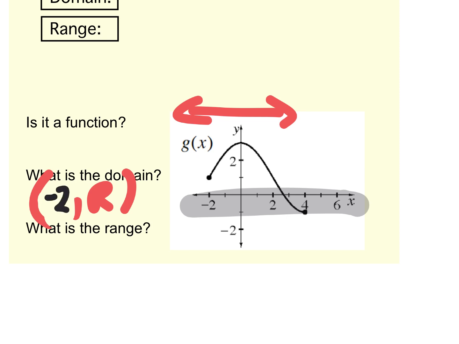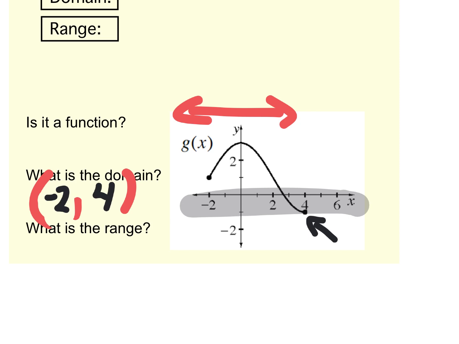-2. And then to the right, how far to the right does this thing go? Forever? No. It goes to there, but that's got two things. It's got an x and it's got a y. The domain is about the x's. So it's 4. How many of you knew it was 4 before I even said it?